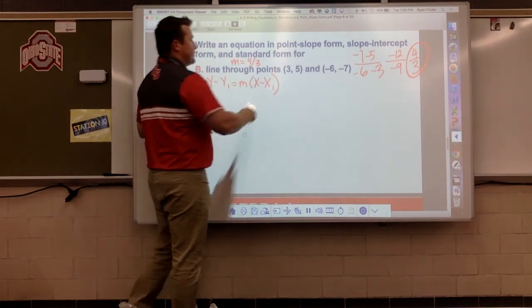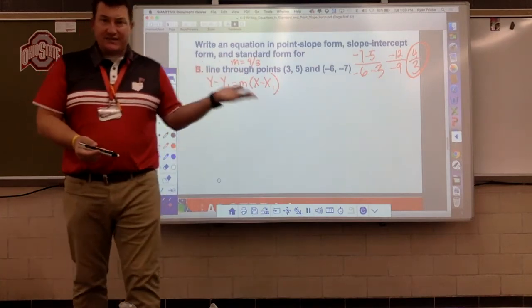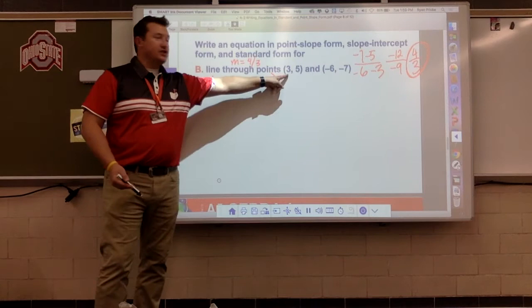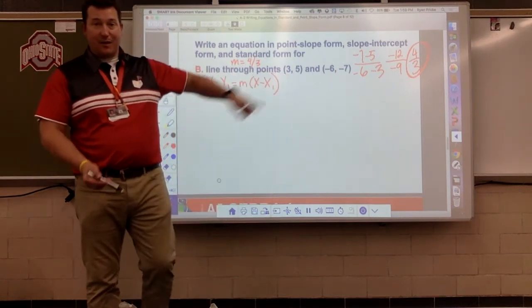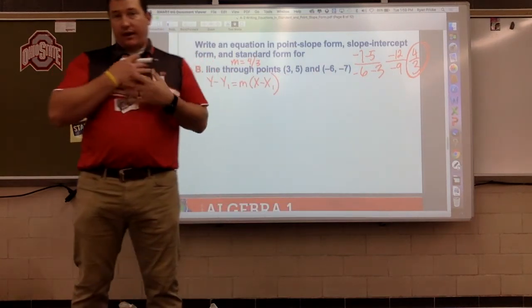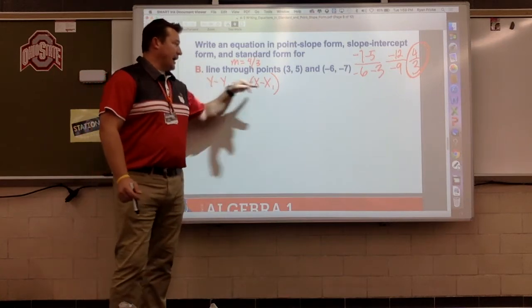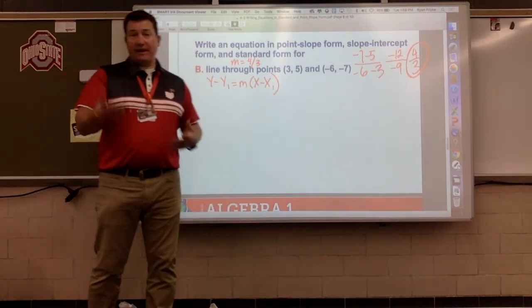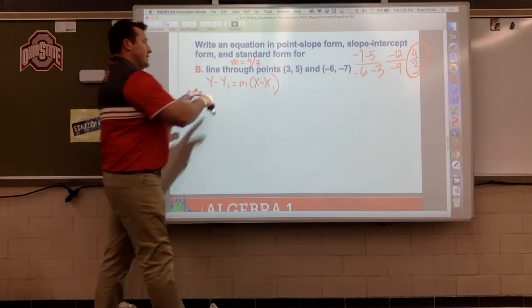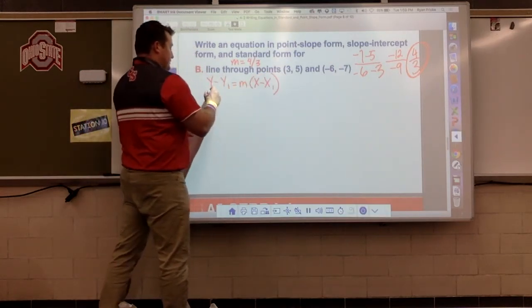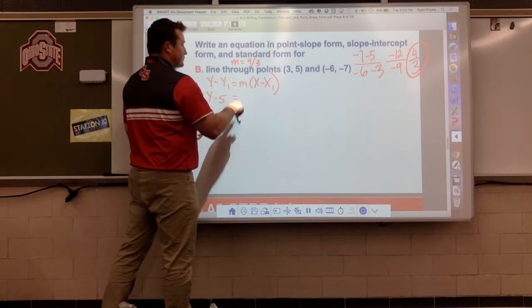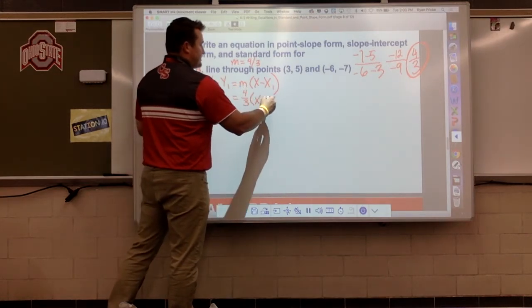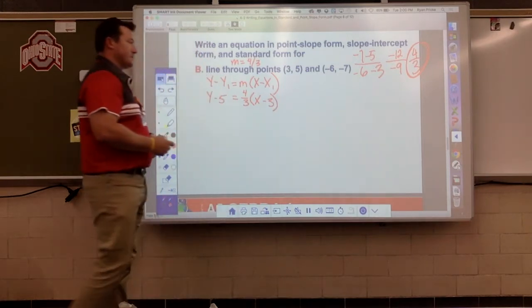Now, you're probably asking yourself, well, which ordered pair do I use? I see 2 of them here. Doesn't matter. I would choose the one that doesn't have negative numbers in it if it was me, right? Negative numbers in point slope, guys, lead to double negatives, and that can confuse some of us, or we might make a careless mistake, okay? So y1 is that 5. So y minus 5 equals my slope, 4/3, times x minus 3, okay?